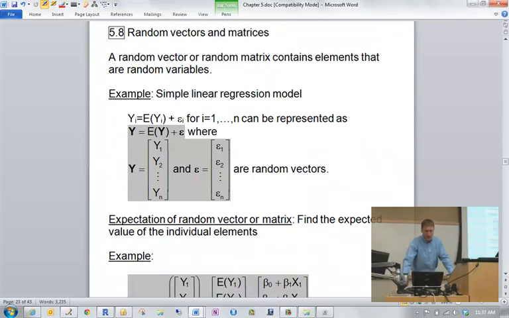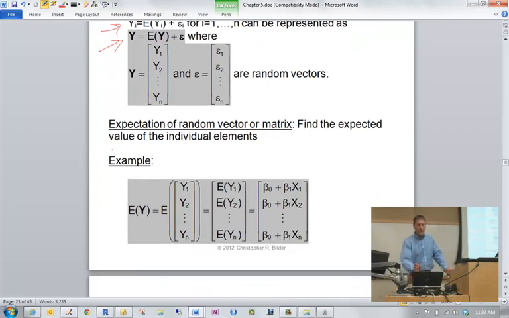Random vectors and matrices. So all of you know what a random variable is. Well, what about a random vector or random matrix? All that means is the elements of the vector or matrix are random variables. That's it. So we kind of saw this before, that our model, population model, can be written as y sub i is equal to expected value of y sub i plus epsilon sub i for i equal 1 to n. Well, we can put that more simply into a matrix where the elements of y are random variables. So this is a random vector.